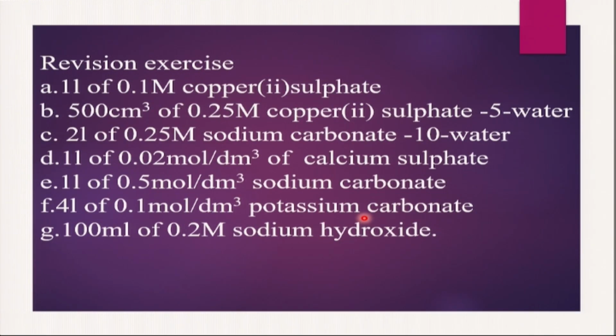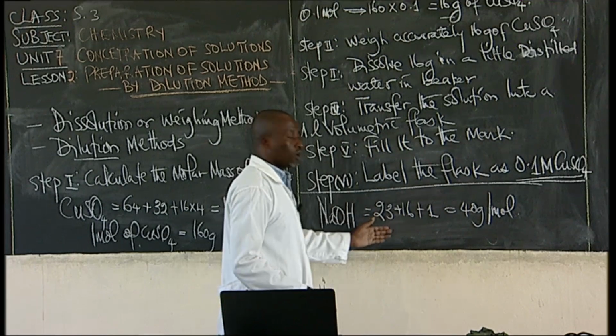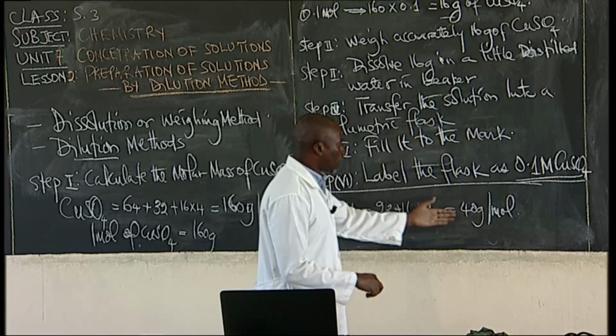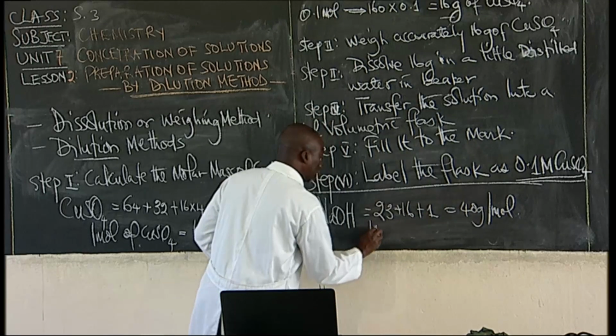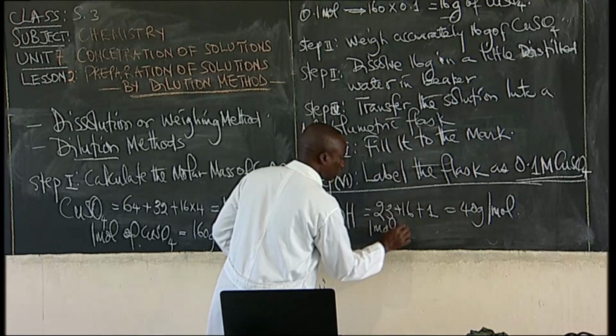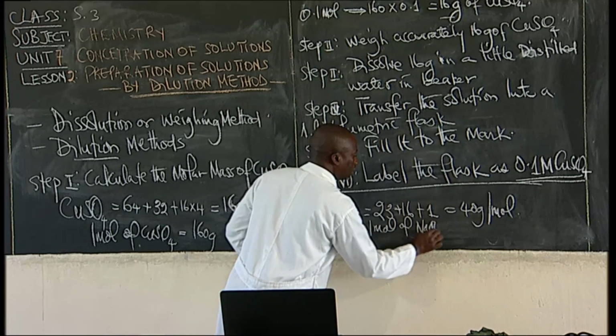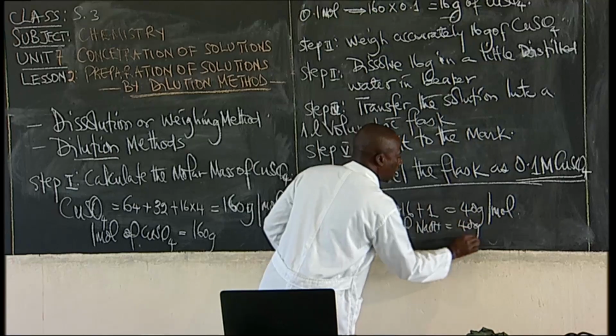The atomic mass of sodium hydroxide is 23 plus 16 for oxygen plus 1. That is 40 grams per mole, the mass that is equivalent to 1 mole. So you need now to calculate the mass. 1 mole of sodium hydroxide is equal to 40 grams.